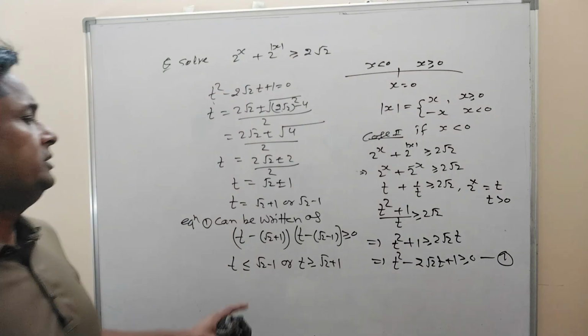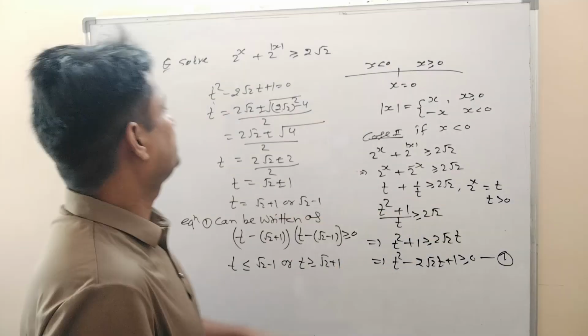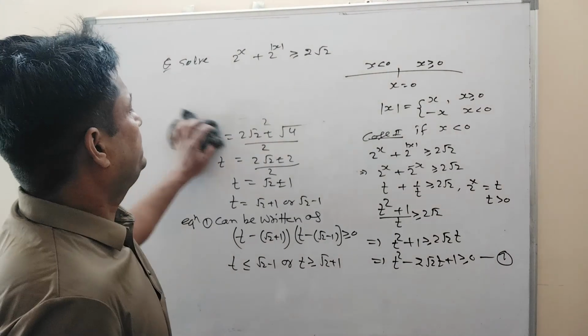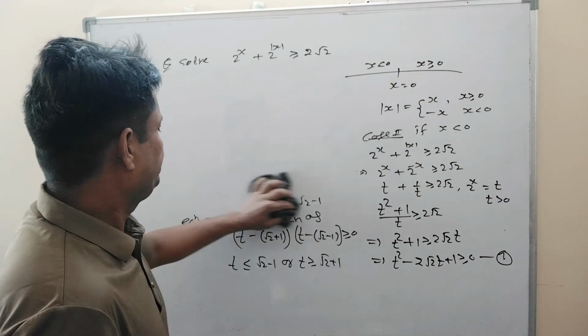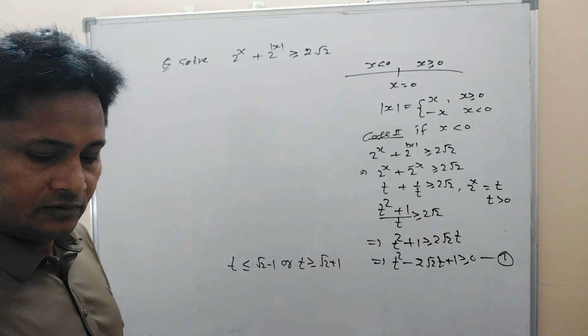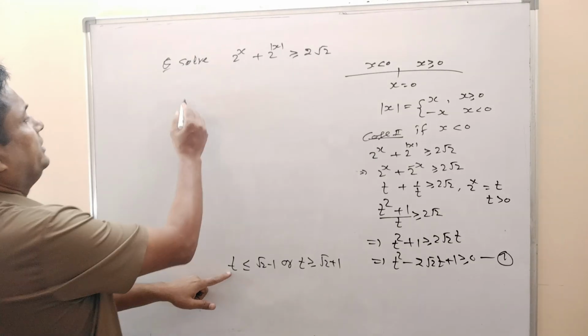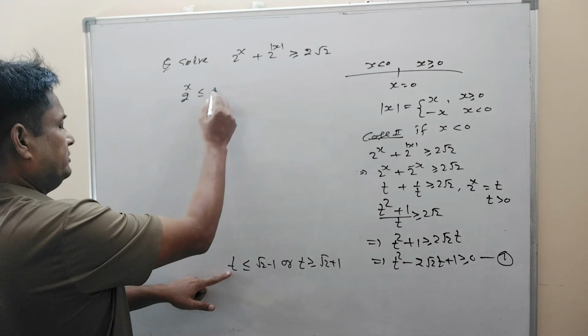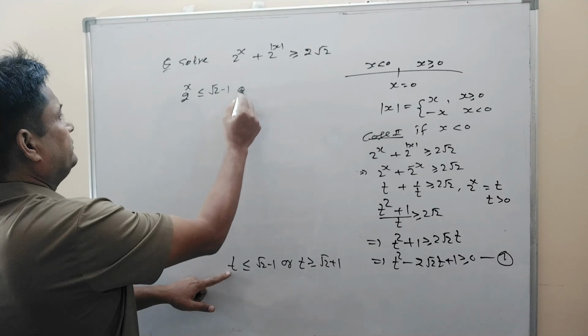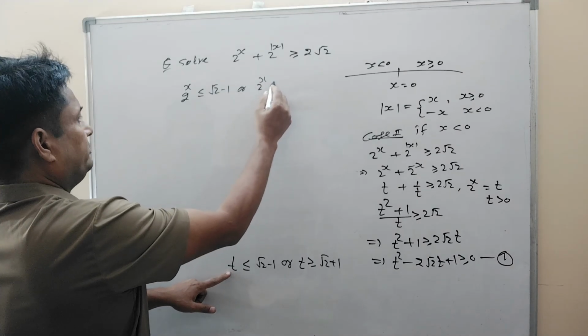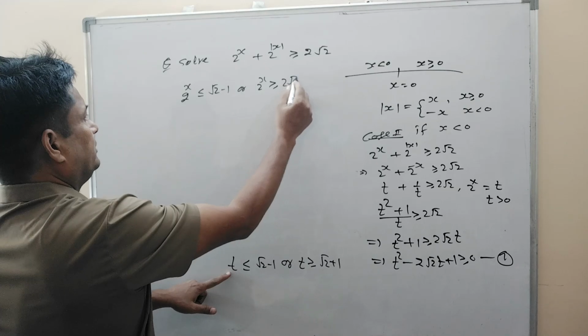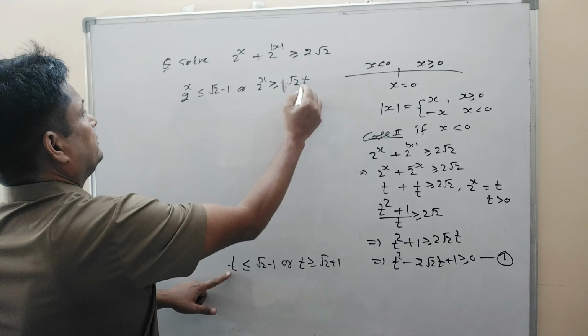So now t is what? t is 2 to the power x. So now substitute the value of t here. That means 2 to the power x is less than or equal to root 2 minus 1, or 2 to the power x is greater than or equal to root 2 plus 1.